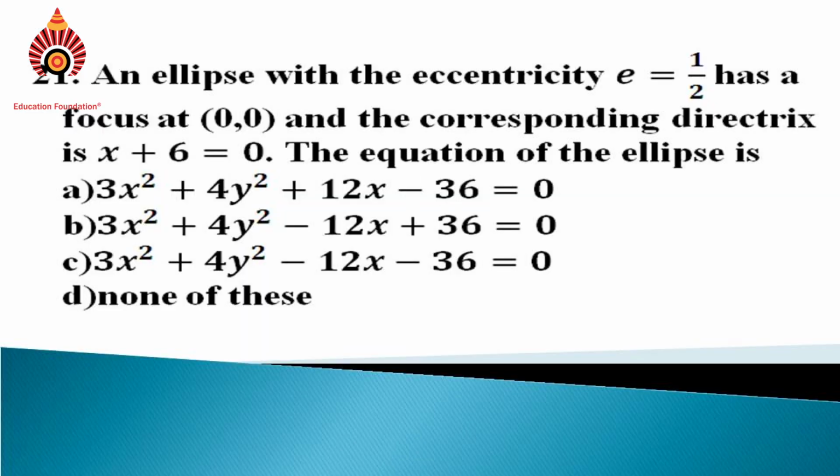Come to question number 21. An ellipse with eccentricity equal to 1 by 2 has a focus at (0, 0) and the corresponding directrix is x plus 6 equal to 0. Then we want the equation of the ellipse.